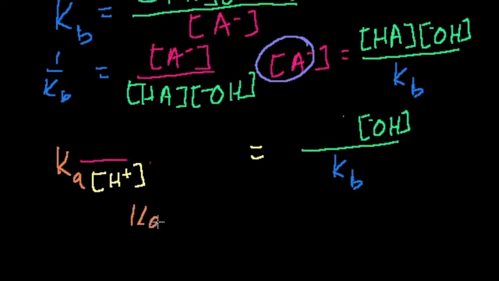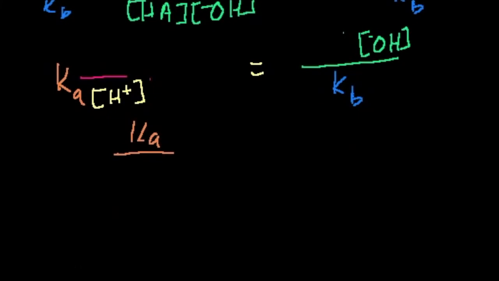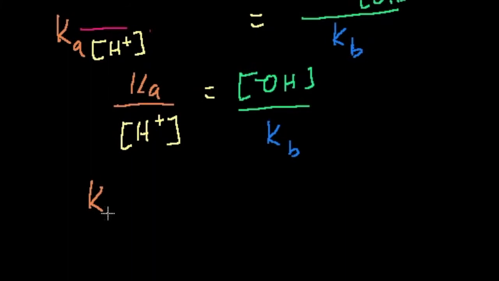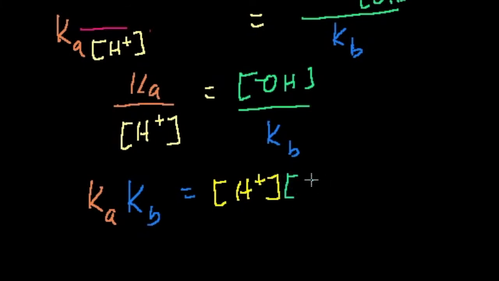And so we get Ka over our hydrogen proton concentration is equal to our hydroxide concentration divided by Kb. We can just cross multiply this. So we get Ka times Kb is equal to our hydrogen concentration times our hydroxide concentration. Remember, this is all in an aqueous solution. What do we know about our hydrogen times our hydroxide concentration in an aqueous solution?